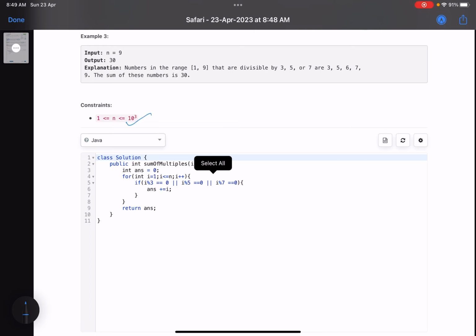N can go up to 10 raised to power 3, and obviously just see the return type is integer, so that means it will not overflow, right? Obviously the sum of all these numbers, 10 raised to power 3 into 10 raised to power 3, will fit into an integer data type, right?